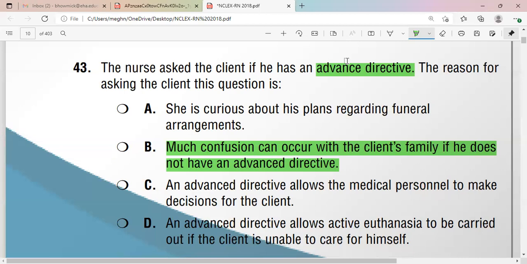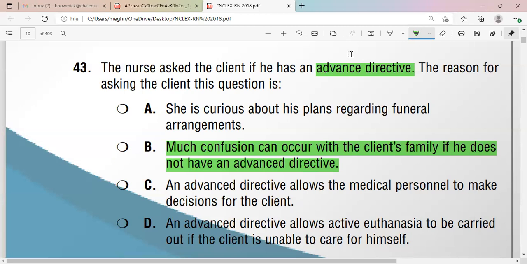So, let me recap it. Answer is B because an advanced directive allows the client to make known his wishes regarding care if he becomes unable to act on his own. Much confusion regarding life-saving measures can occur if the client does not have an advanced directive.